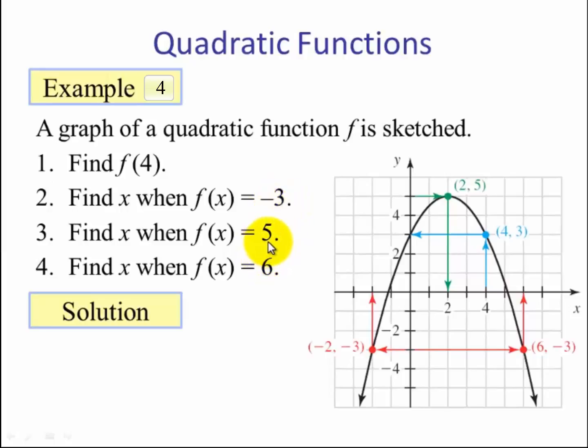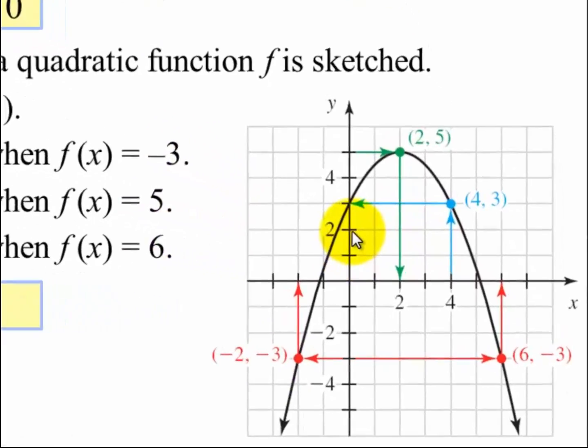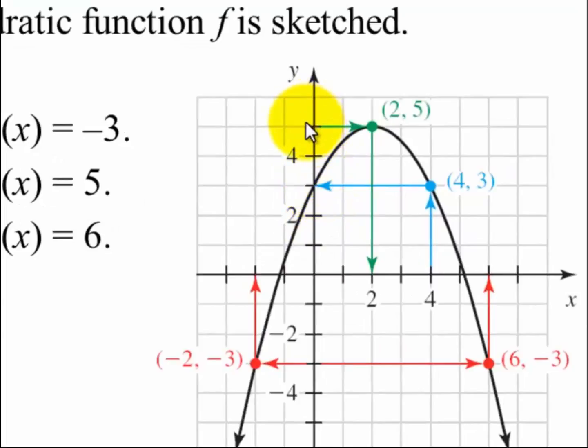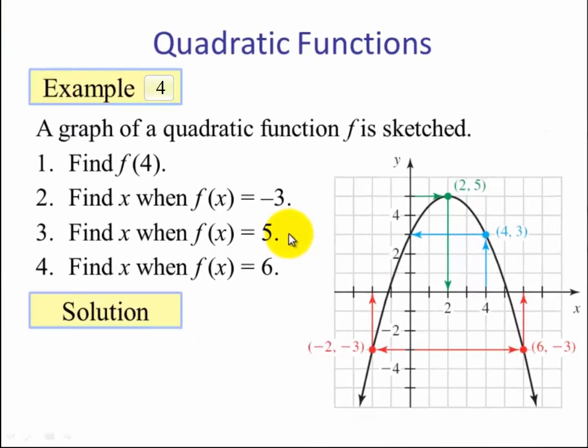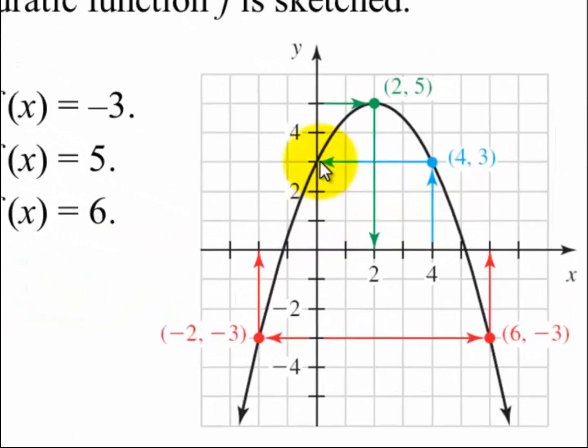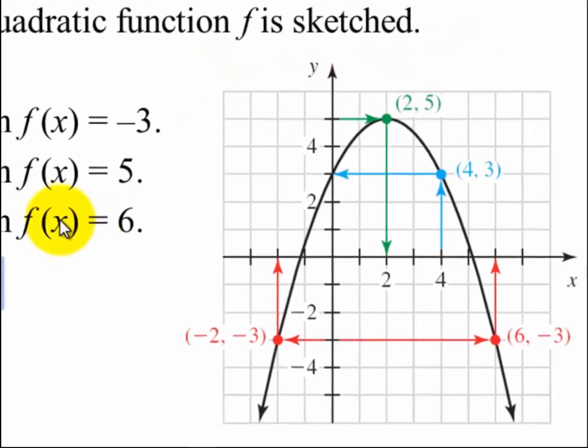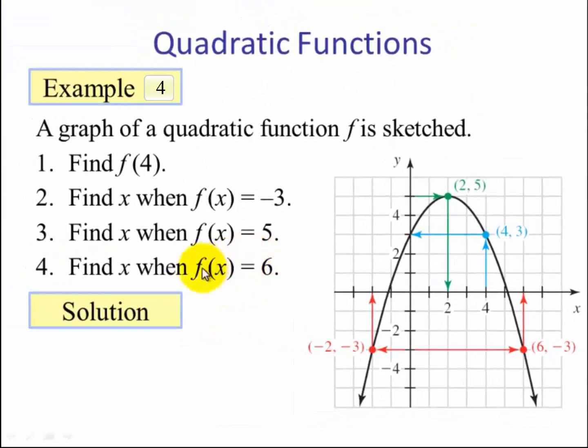Number 3, when y is 5, 1, 2, 3, 4, 5, we see that there is only one x, and that x is 2. So for number 3, the answer is x equals 2. And number 4, when y is equal to 6, there is no point on the graph when y is 6. So this is undefined. There is not an answer. It's the empty set.